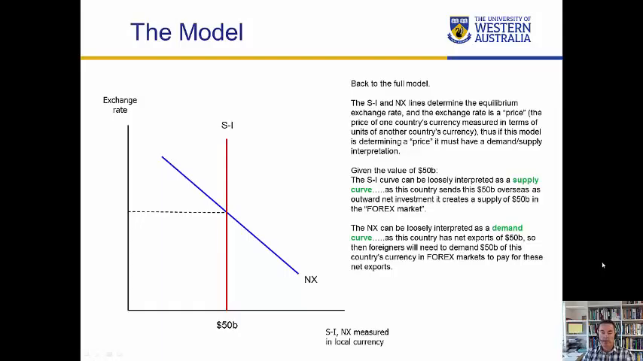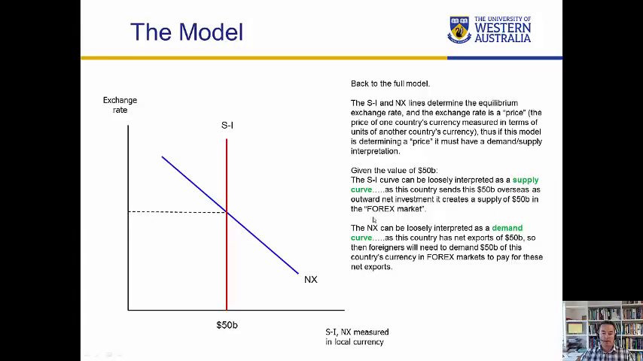In the last recording we finished off at this slide and we were returning back to the full model after looking at the S minus I and NX curves individually. Now, the interpretation of this model that I want to emphasize in this particular recording is one of a demand and supply curve model.